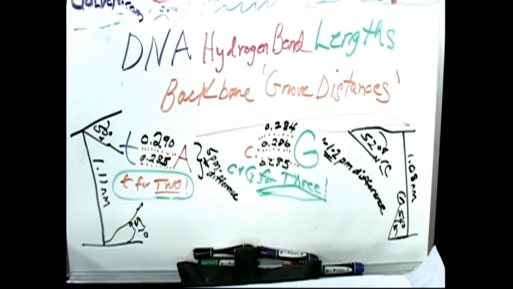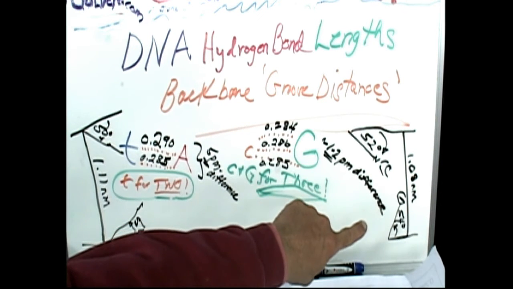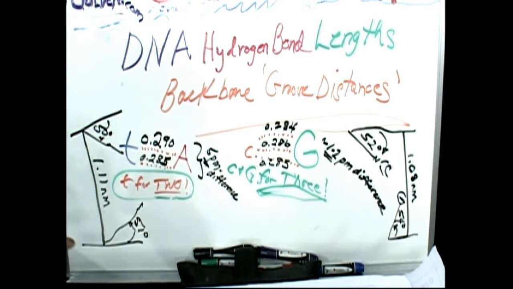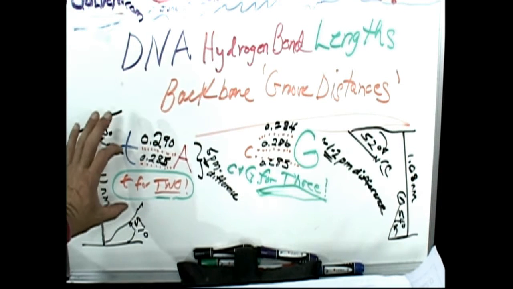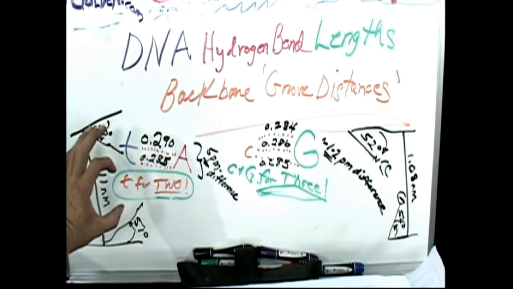It's a different environment in between the 2, right? And then, so what this does is the lengths are different. 1.11 nanometers, 1.08 nanometers distance from the backbones. The angles are different, 50, 51 degrees, the way these come into the ends, right? This is what we're going to draw now.